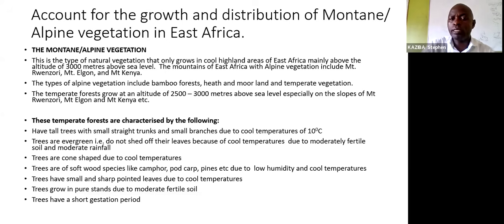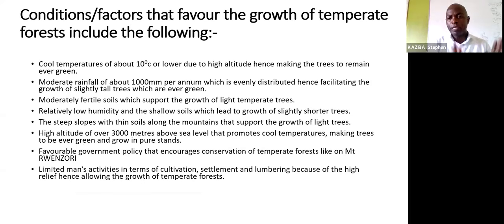When you're done with those characteristics, you give the factors for that particular vegetation type. So cool temperatures of about 10 degrees Celsius due to high altitude, making the trees remain evergreen. Integrate the characteristics at the end of every factor. After the cool temperatures, account for evergreen tree species. Moderate rainfall of about 1,000 millimeters per annum, which is evenly distributed throughout the year, facilitates the growth of slightly tall trees. Try to integrate the characteristics.